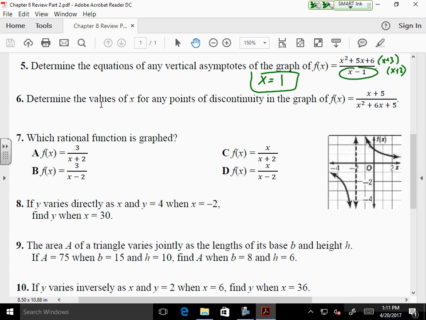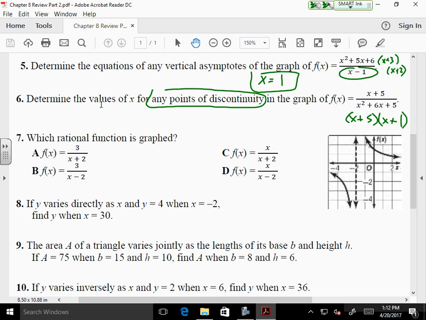On number 6, if you're looking for a point of discontinuity, when you factor the denominator here, you get x plus 5 and x plus 1. So undefined would occur at -5 and -1. But one of those is a point of discontinuity, one of them is an asymptote.